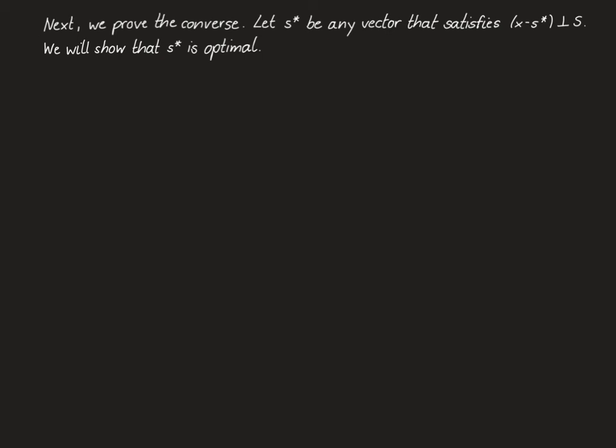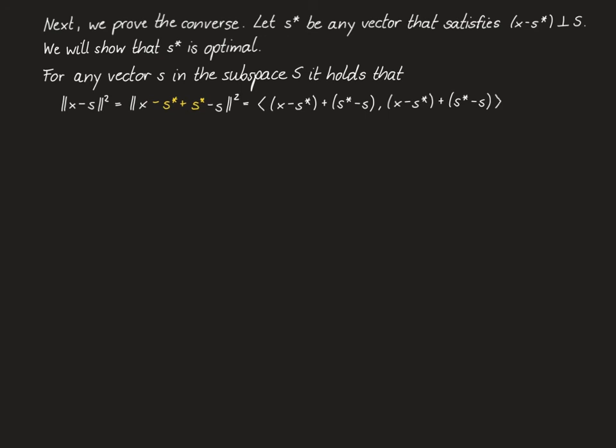So let S star be any vector that satisfies that x minus S star is perpendicular to the subspace S. We will now show that this implies that S star is optimal. Observe that for any vector S in the subspace S, it holds that the squared norm of x minus S can also be written like this, where we have inserted a minus S star plus S star.